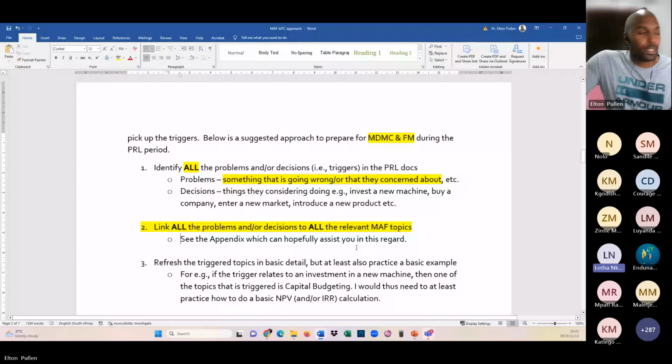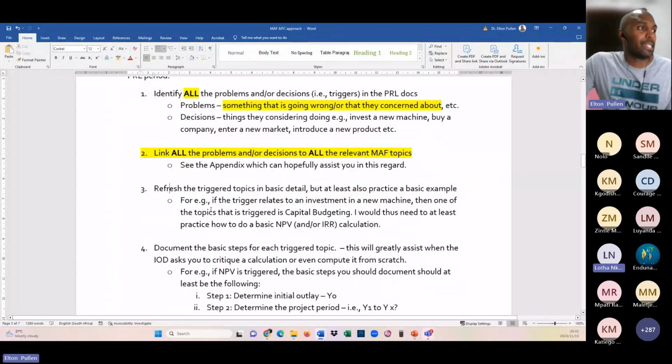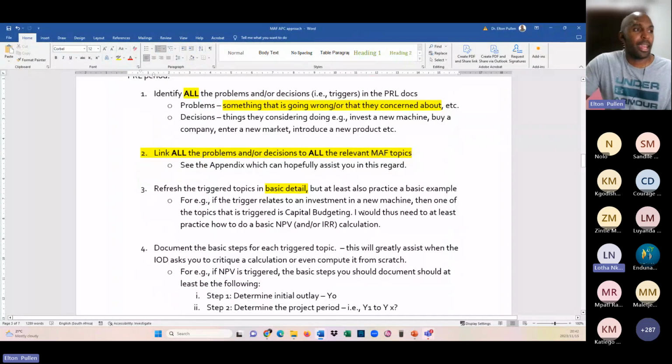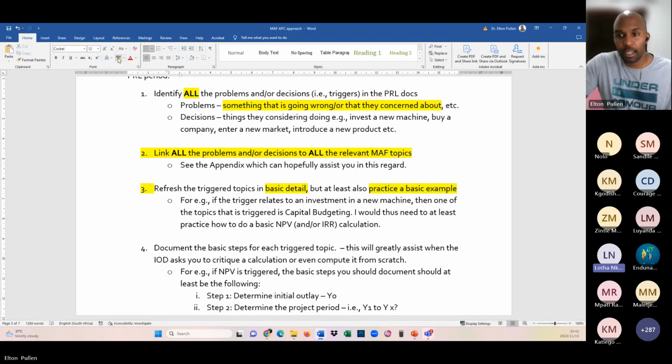Okay, then number 3: my suggestion is to refresh the triggers in basic detail. What do I mean by basic detail? You're not going to go and do the most difficult example in your ITC notes. This is not the ITC, this is the APC. So you're going to refresh the trigger in most basic detail, and I would at least also practice a basic example. Let me give you an example of what I mean by basic.